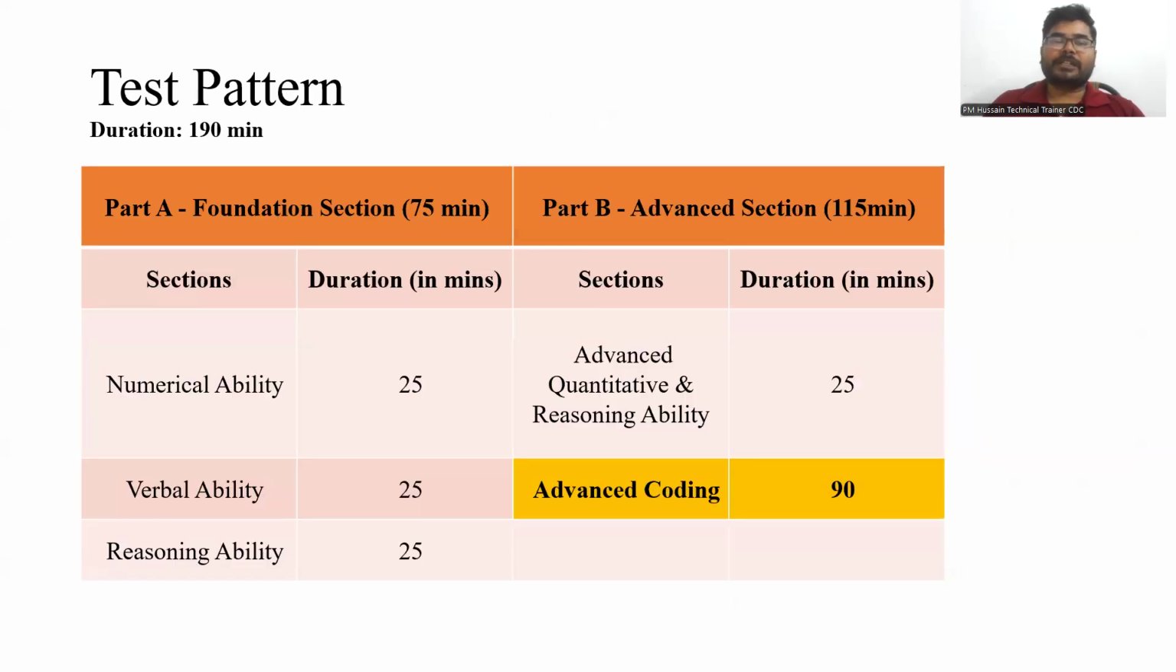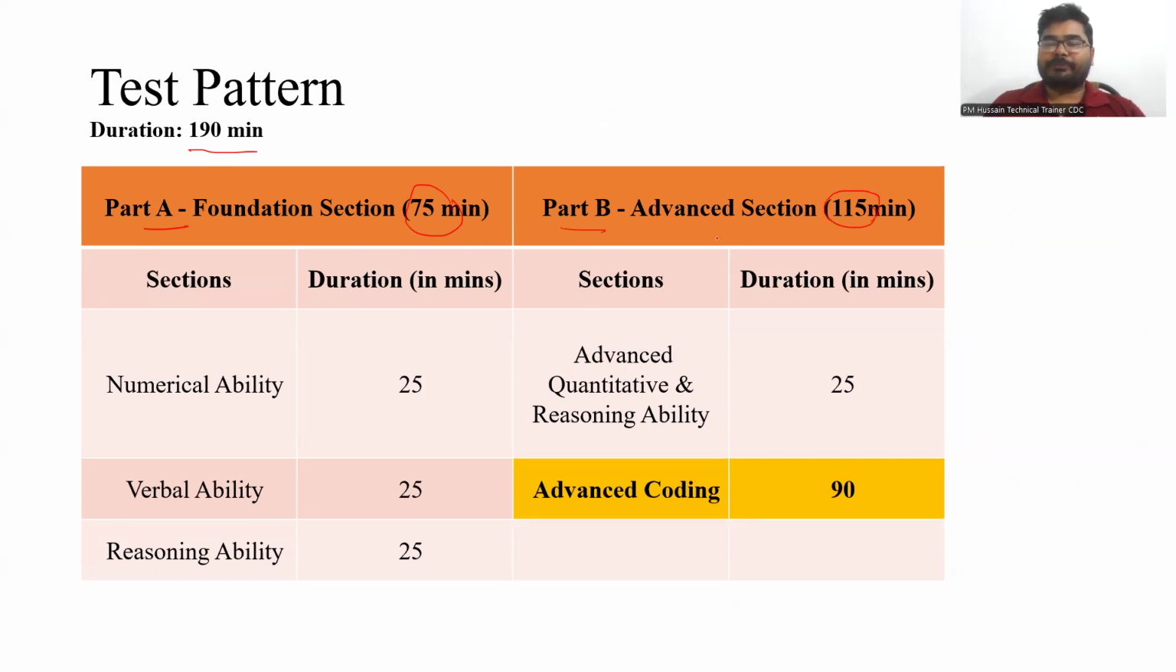Coming to the test pattern of TCS NQT, it has two sections, Part A and Part B. Part A is the foundation section and Part B is the advanced section. The total duration of the test is 190 minutes. The foundation section is 75 minutes and the advanced section is 115 minutes.